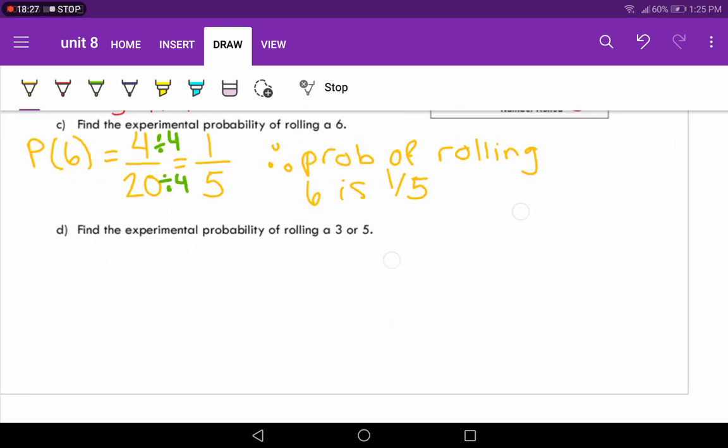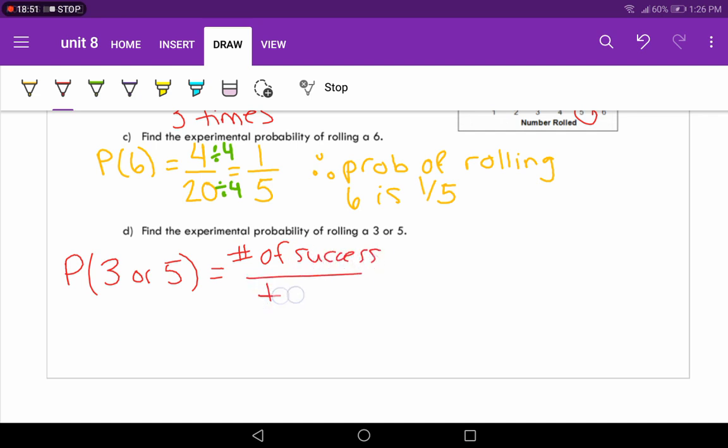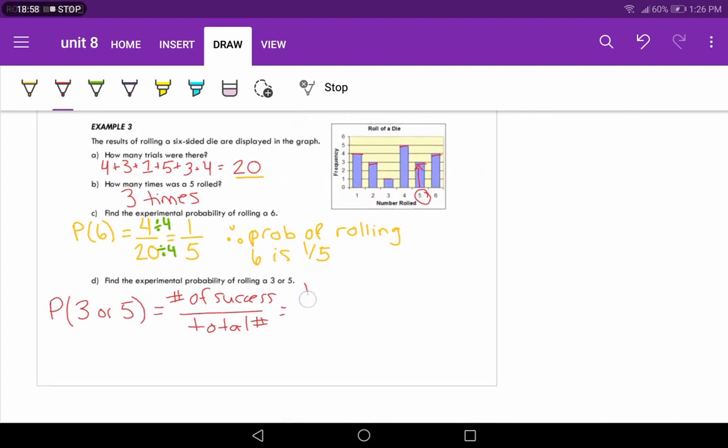And lastly, last part of the note, find the experimental probability of rolling a 3 or 5. So this one's a bit more complicated, right? But it doesn't really change much. We're finding the probability of rolling a 3 or a 5. So again, we're using that same formula, so we need number of success over total number of rolls. Okay, so the number of success for 3 was 1, and the number of success for 5 was 3.